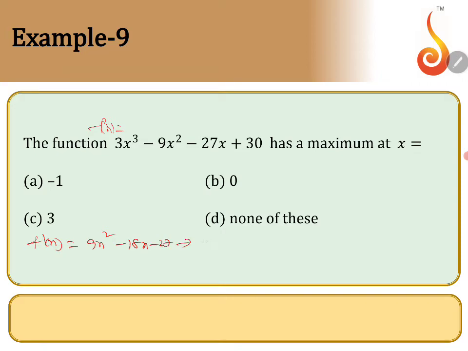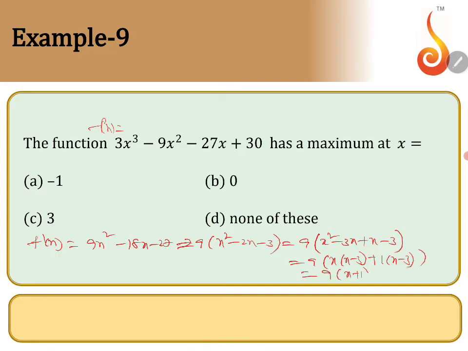That means this I can write as taking 9 common, x square minus 2x minus 3, okay. So which is equal to 9 into, we need to make it as a quadratic formula, we need to find the roots. So therefore this I can write as minus 3 plus 1, minus 2, that means x square minus 3x plus x minus 3, which is equal to 9 into x common x minus 3 plus 1 common x minus 3. So therefore 9 into x plus 1 into x minus 3. So that means I got the two critical values.